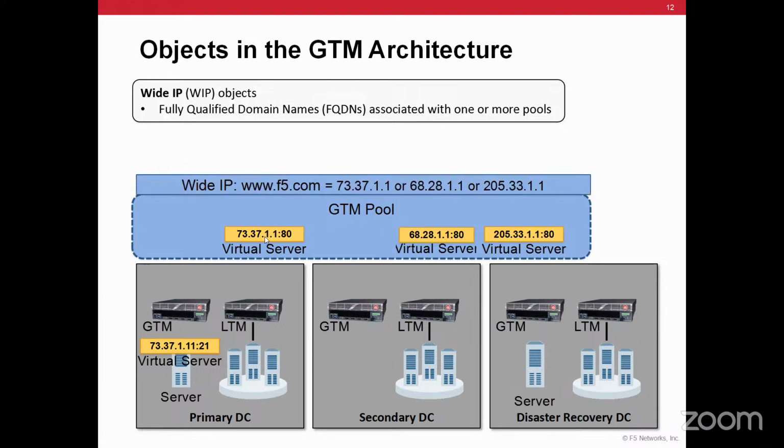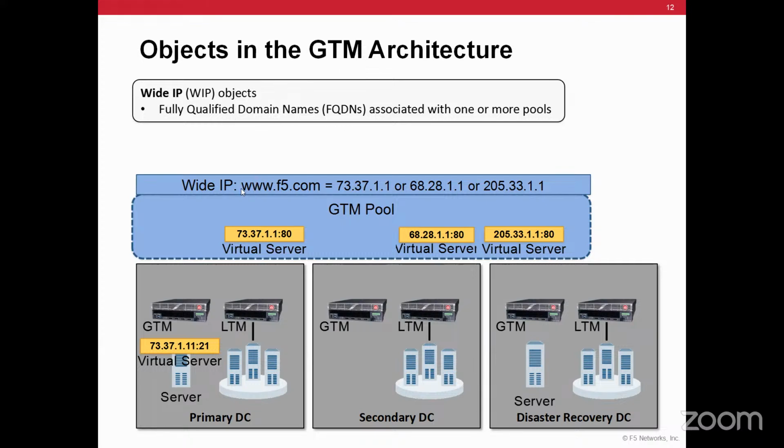You can add a pool and add all three servers in that pool, and then you need to add a wide IP. A wide IP is basically an FQDN. In case of LTM, you attach your pool with the web virtual server. In case of GTM, you attach that pool with your wide IP.